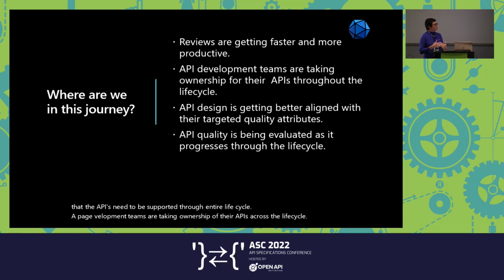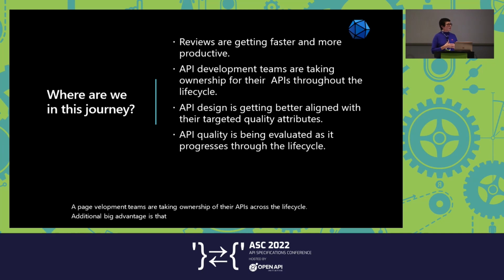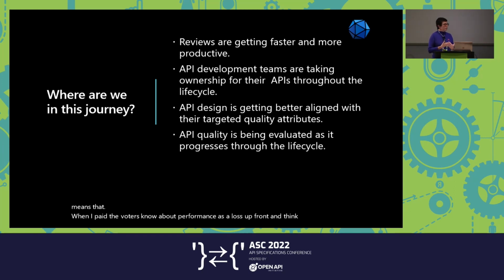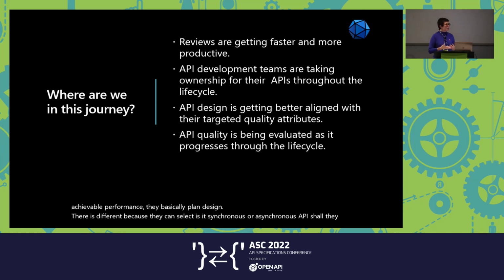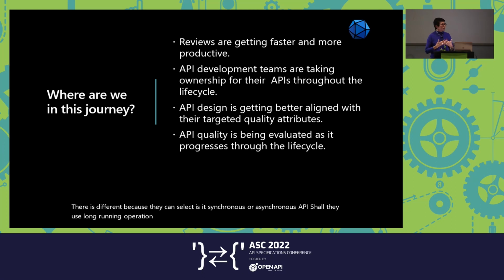An additional big advantage is that APIs are better aligned with their quality attributes. It means that when API developers know about performance SLOs upfront and think about achievable performance, they basically can design APIs differently. They can select whether it is a synchronous or asynchronous API, whether they should use a long-running operation pattern, and they can reason about design decisions much better.